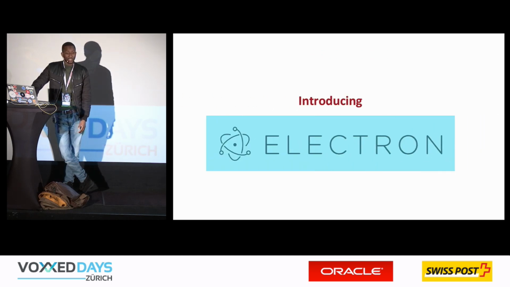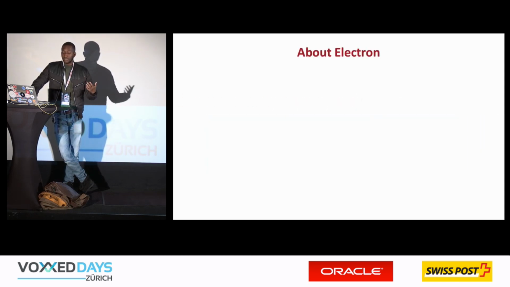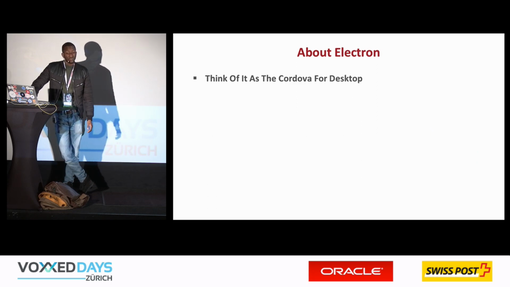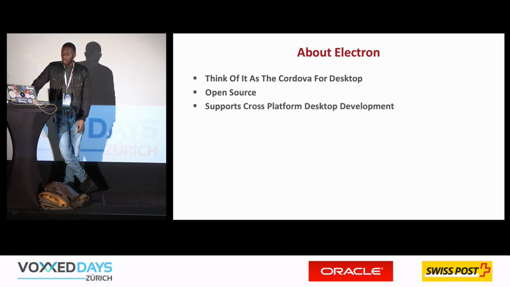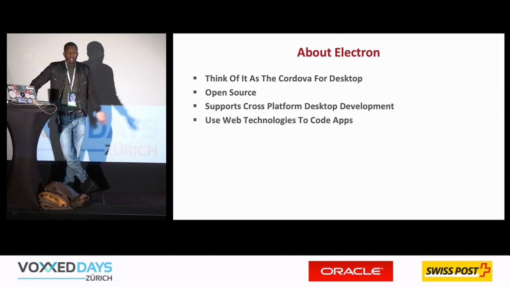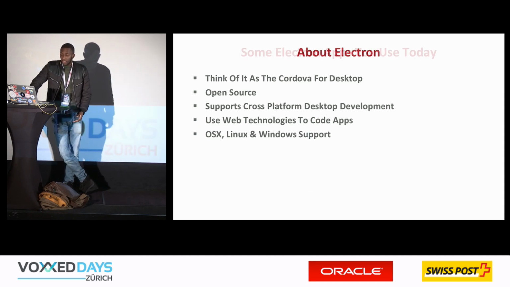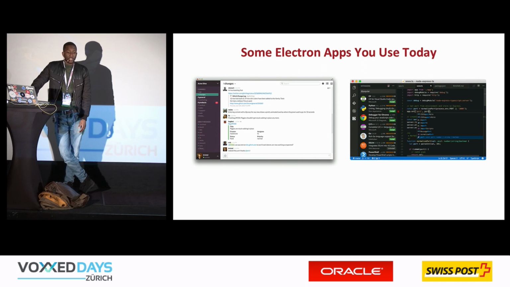Electron is something that is your friend. Electron is basically the code-over for the desktop. It's as simple as that. It allows you to access the native APIs. And it's open source. Supports cross-platform development across Linux and all these platforms. You use web technologies. Some Electron apps you use today.